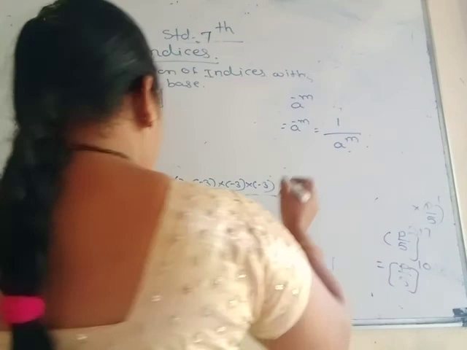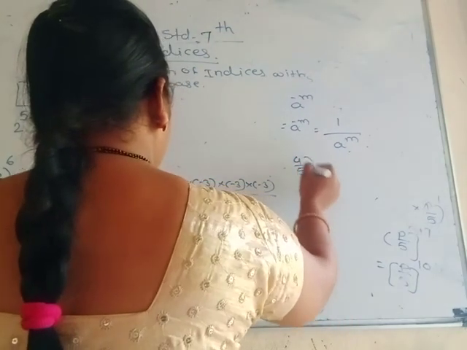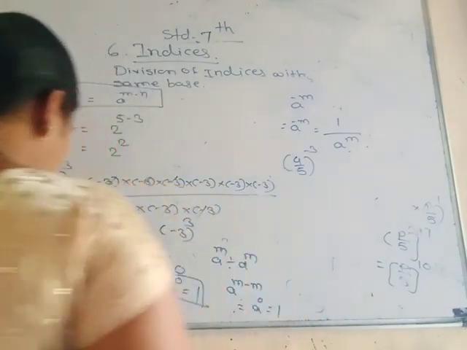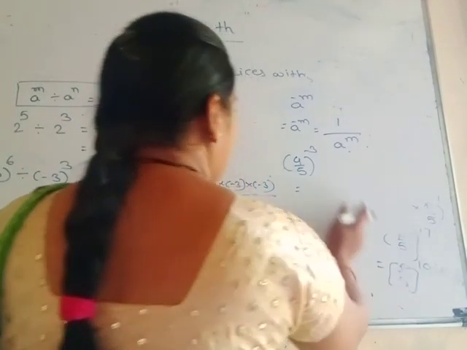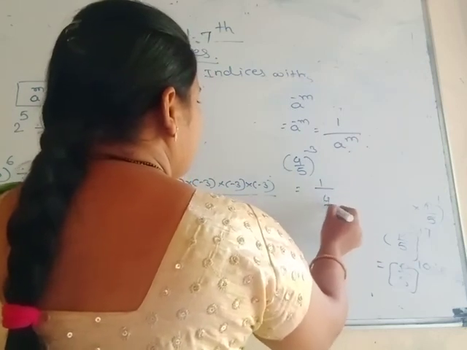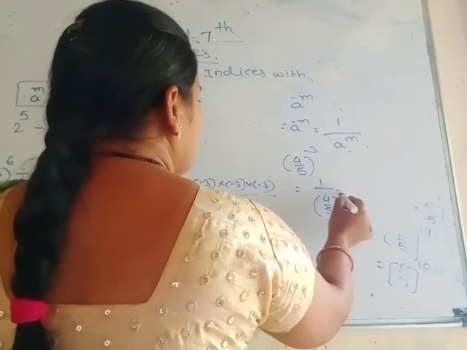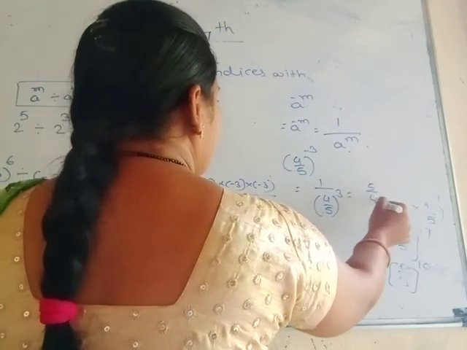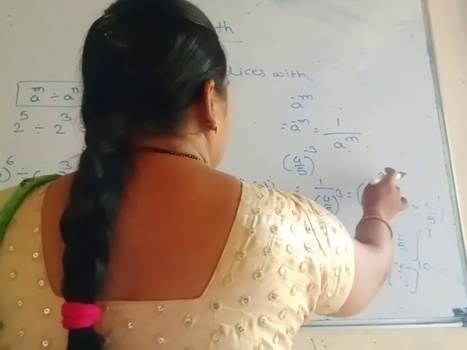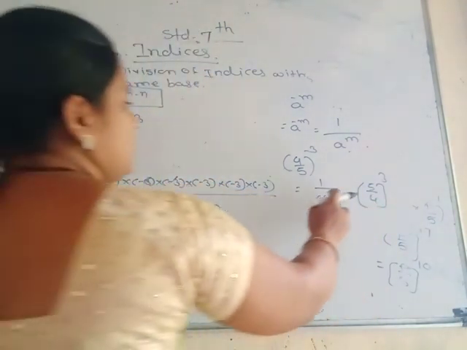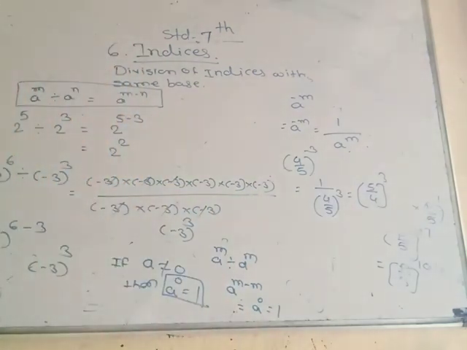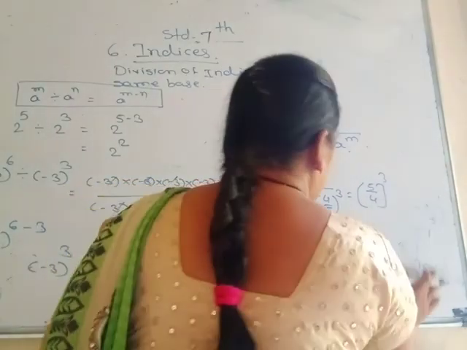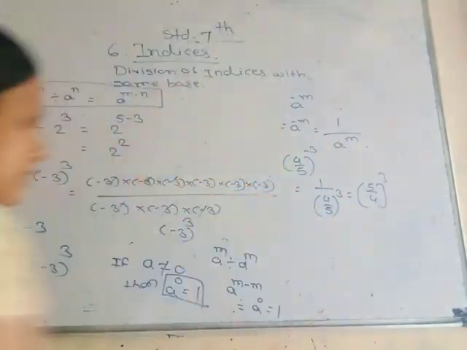Consider 4 by 5 raised to the power of minus 3. What is this? 1 divided by 4 by 5 to the power 3. Here the answer is 5 divided by 4 raised to the power of 3, the inverse of this, the multiplicative inverse of the number.